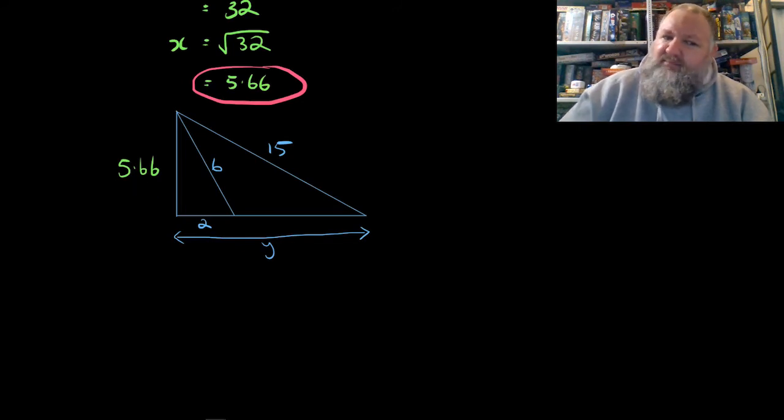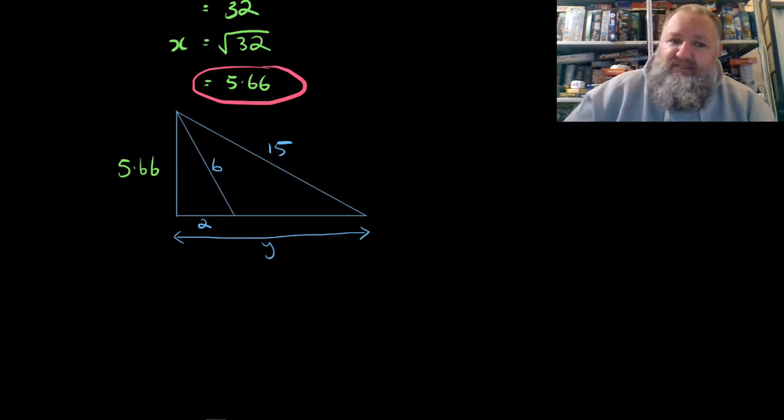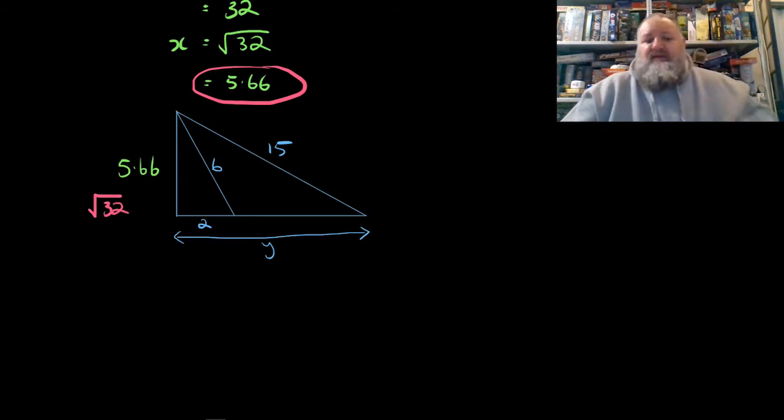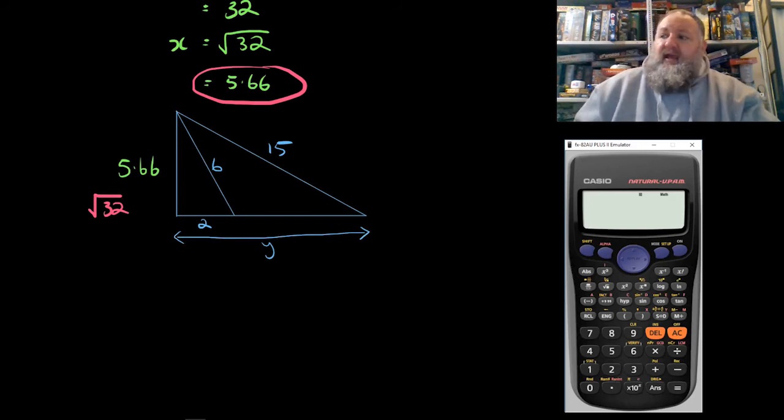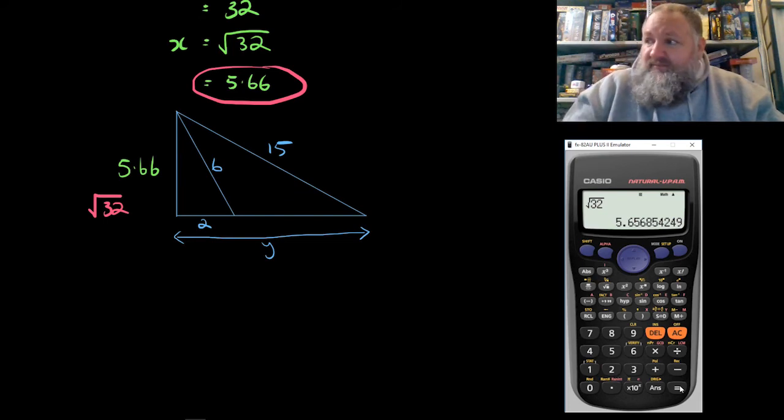Now, it's important to remember how I got 5.66, and I've left it up on the screen just above here so we can remember that 5.66 really is a rounded off number. I really have the square root of 32. Now, if I grab my handy dandy calculator here and I actually do the, oh, that's the wrong button, the square root of 32, you'll see that my answer is actually 5.65854, and that goes on and on, that number.